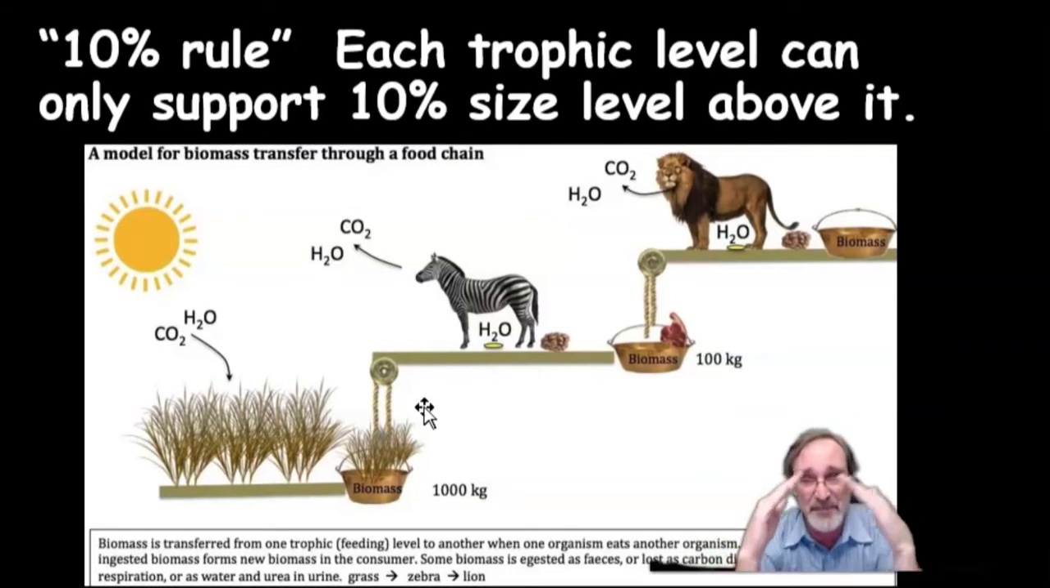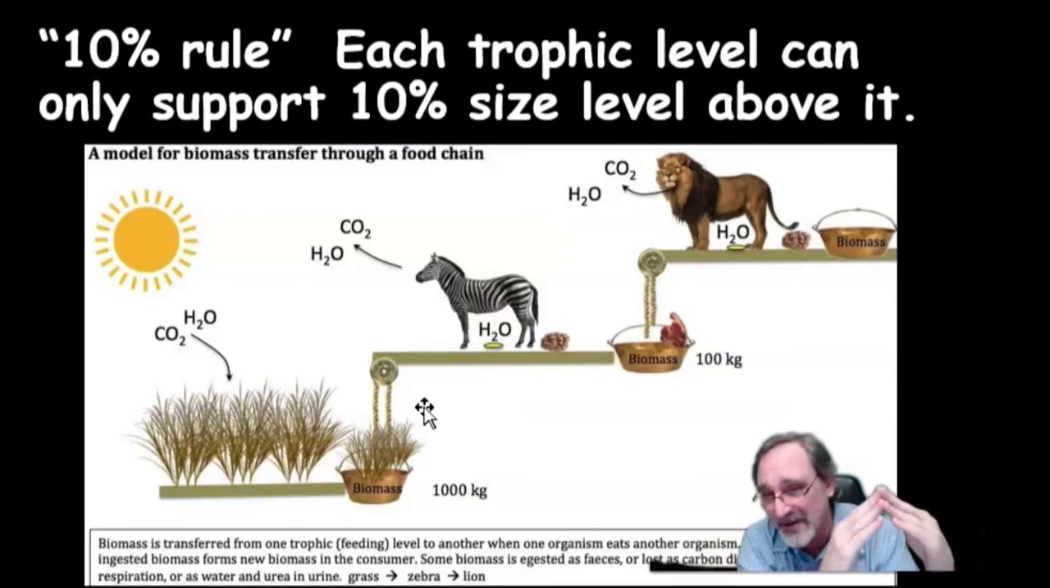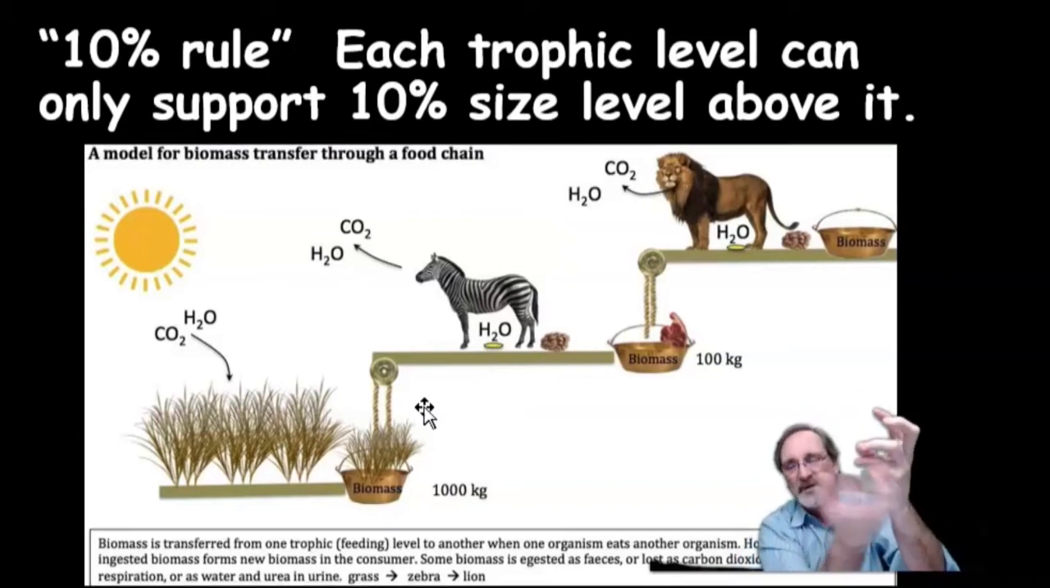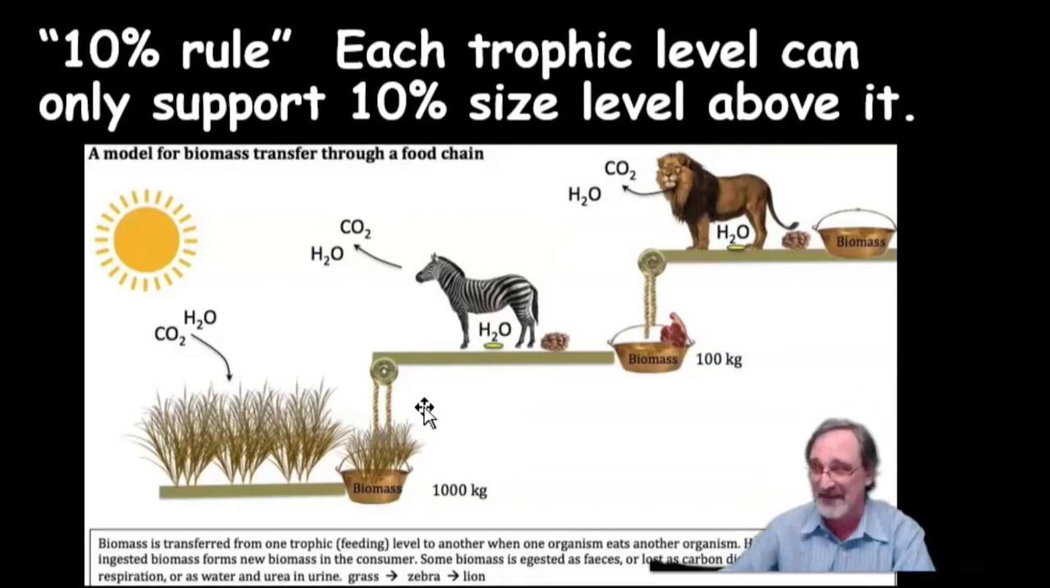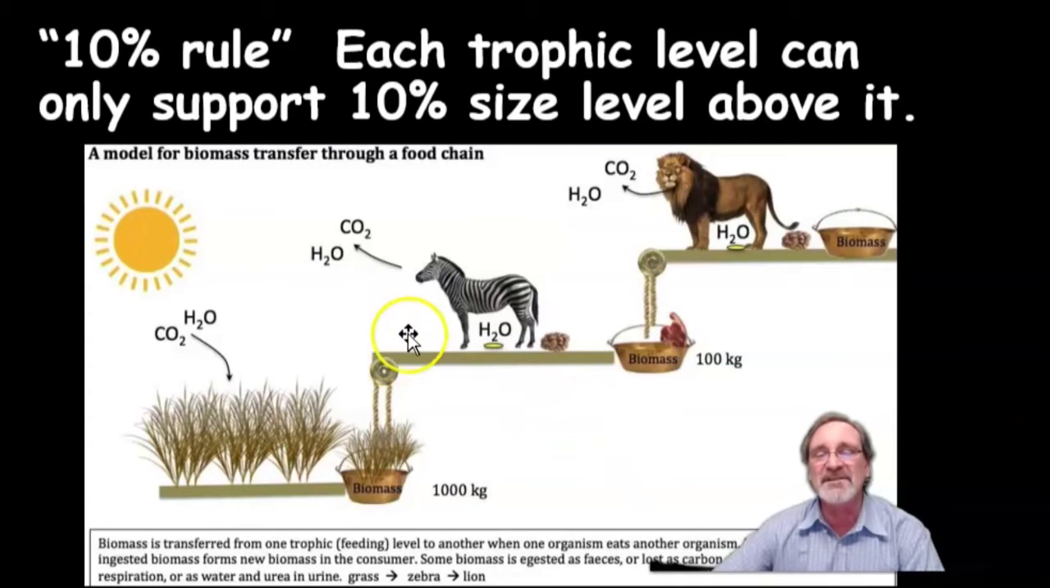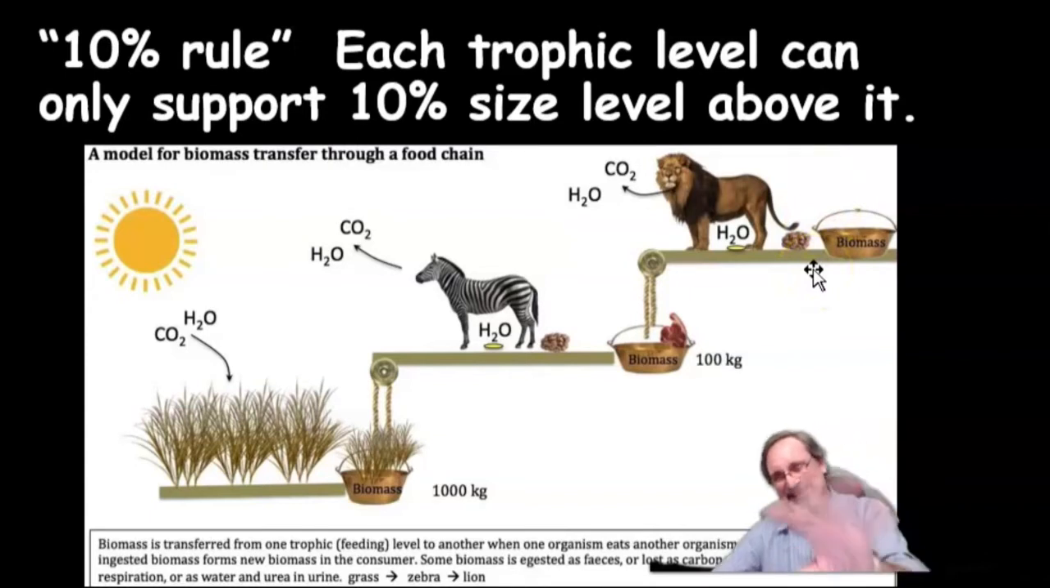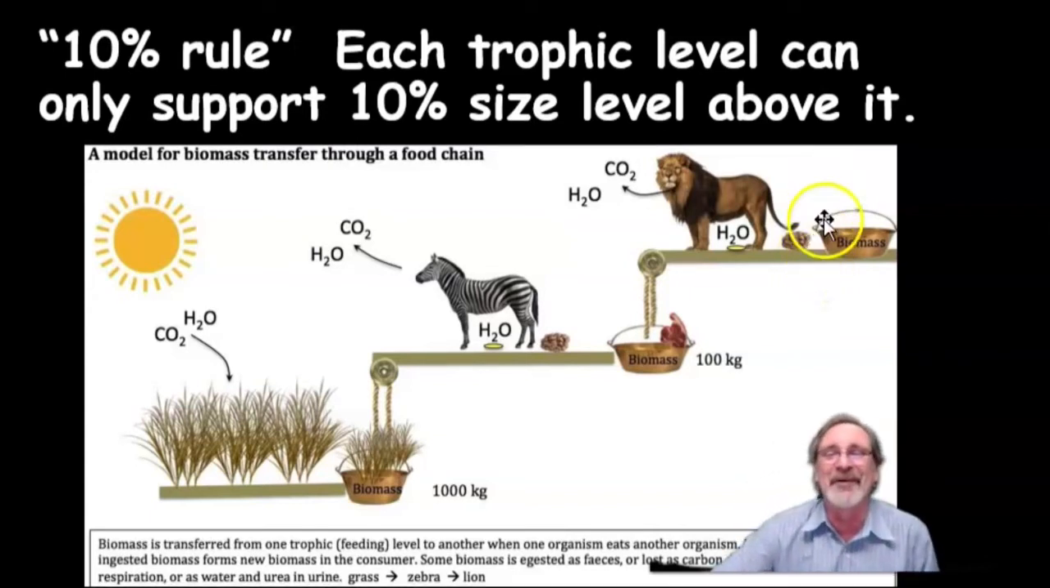You have to have smaller numbers of predators at each level above it in order to have a big enough resource base to be able to support that population. So for every 100 kilograms of zebra, you can only have about 10 kilograms of lion. Like I said, the 10% rule, okay?